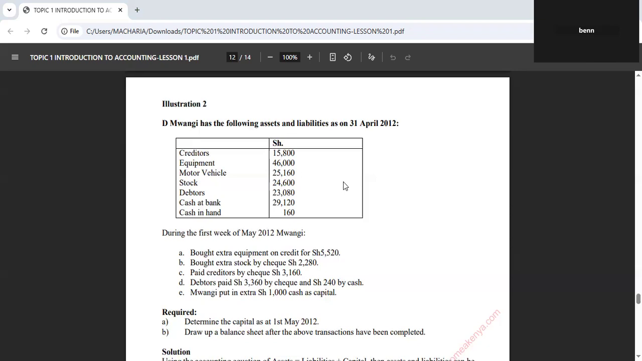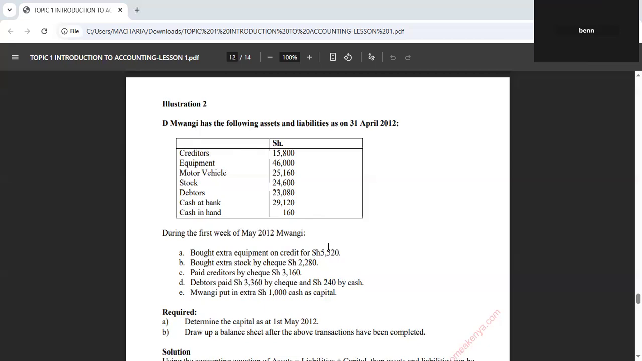We say that assets less liabilities give you capital. So what assets do we have? Equipment, motor vehicle, stock, debtors, cash, bank. So you add all these, you minus creditors, you'll get capital. Bought extra equipment on cash. No, bought extra equipment on credit.